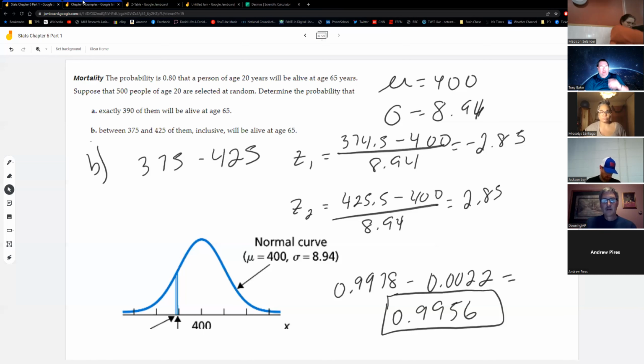So take about a 10-minute break, and then we'll come back at like 35 after. And then we'll do some more problems. We should be done about 8 o'clock though, so shouldn't take too much longer.